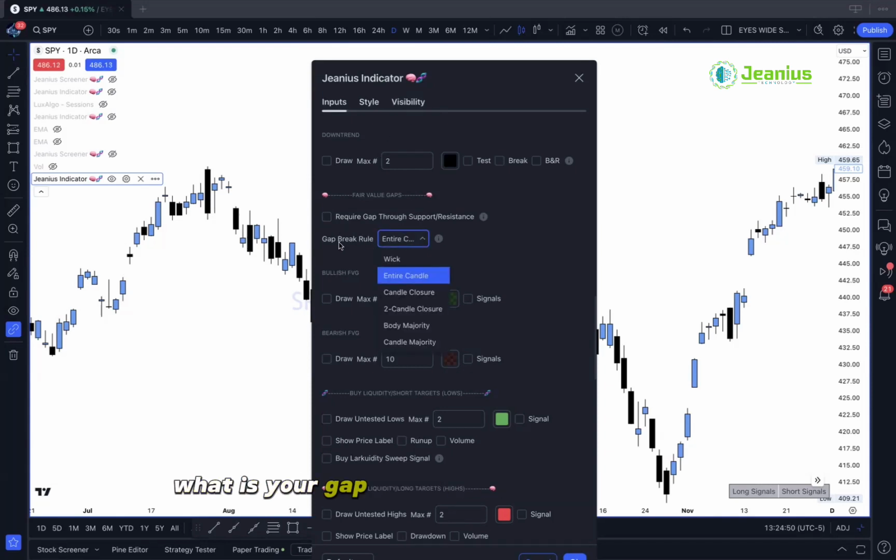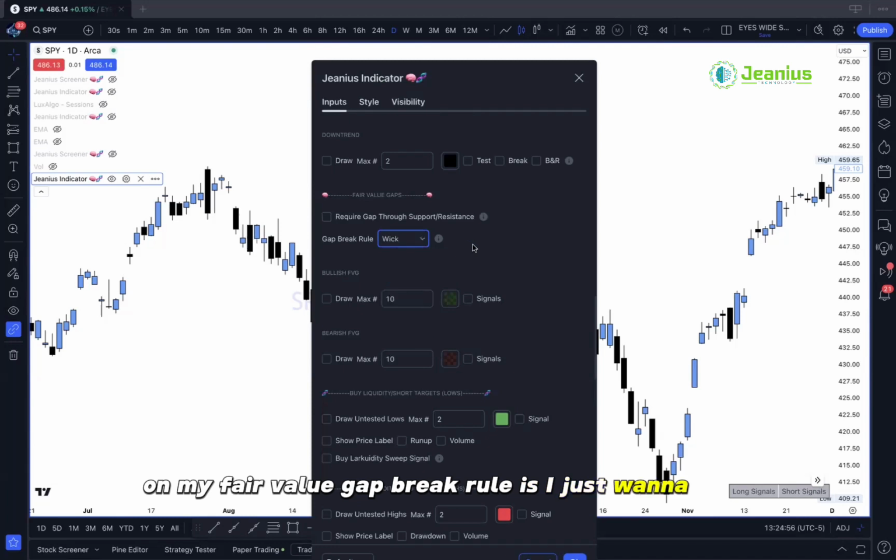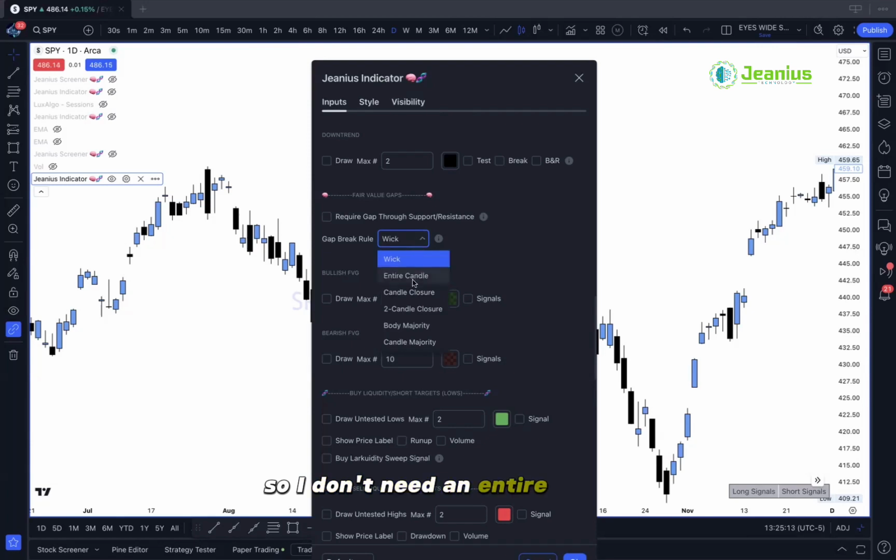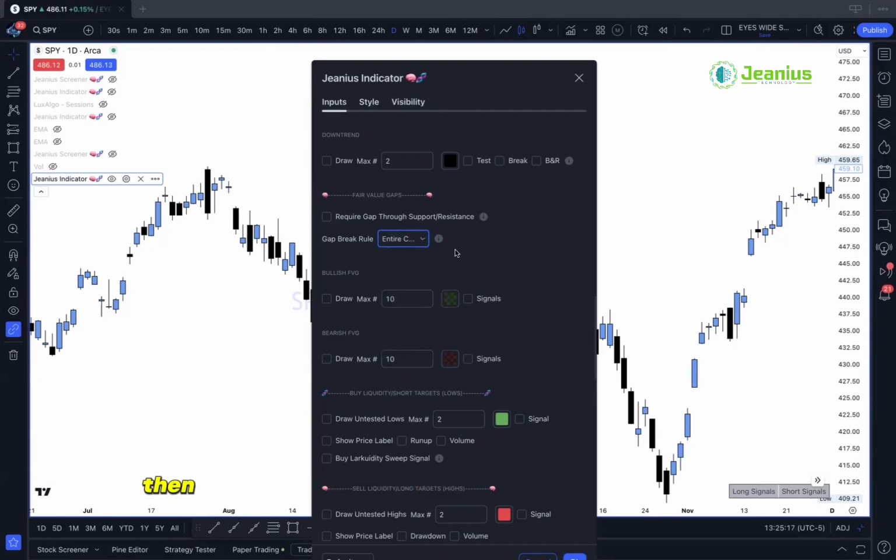What is your gap break rule for value gaps? Well, my fair value gap break rule is I just want a wick. The only reason I say I just want a wick is because I just need price to touch that area to signal that the fair value gap is reached. And so I don't need an entire candle to break the whole fair value gap. If I do that, then technically I've missed my fair value gap trade.